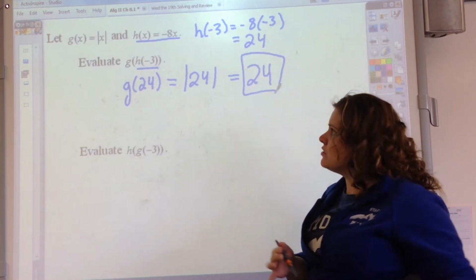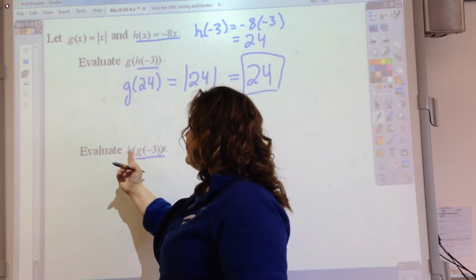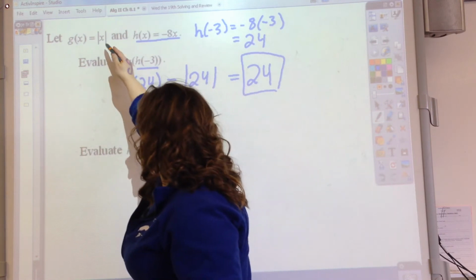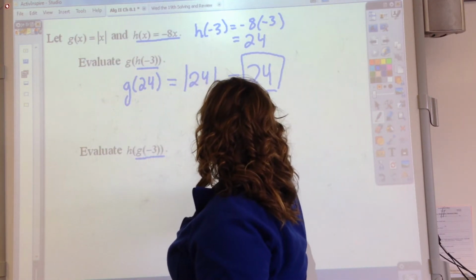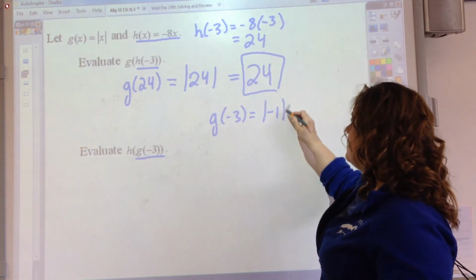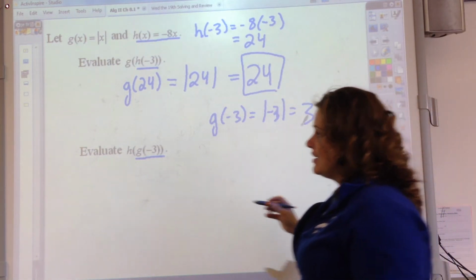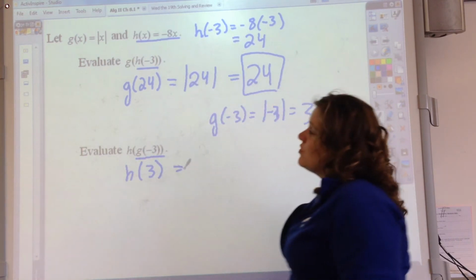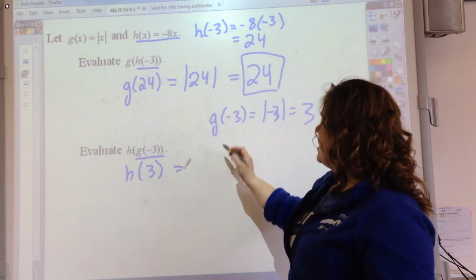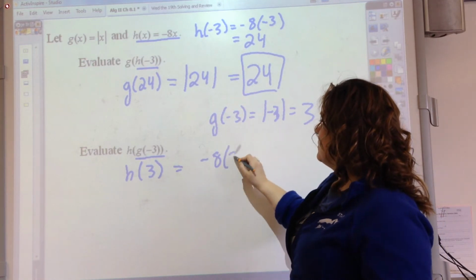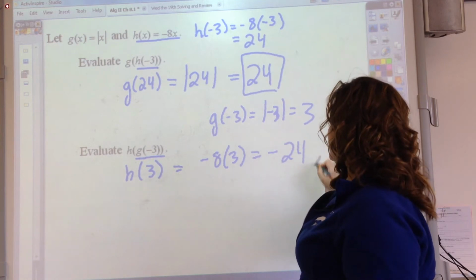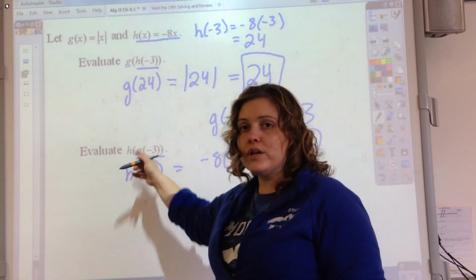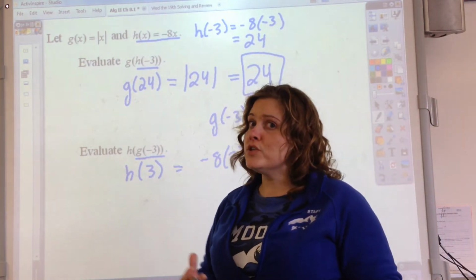All right, let's try the opposite direction. Notice that the only thing that's changed is which function I'm plugging into first. So first I'm going to find g of negative 3, and I get the absolute value of negative 3, which is a positive 3. Now I'm going to plug that in right here, and now I have h of 3. And everywhere I have x in h, I am going to plug in 3. And I get negative 24. Notice that my answers are not the same. The only time order doesn't matter when you take composites is when your functions are inverses of each other.